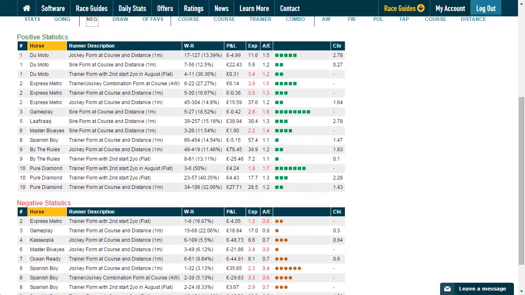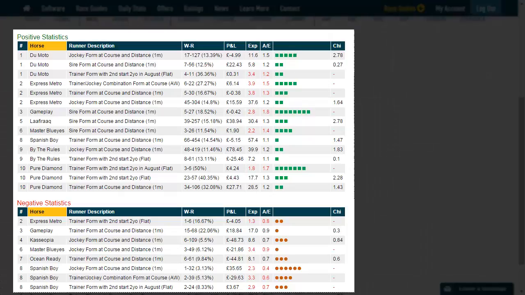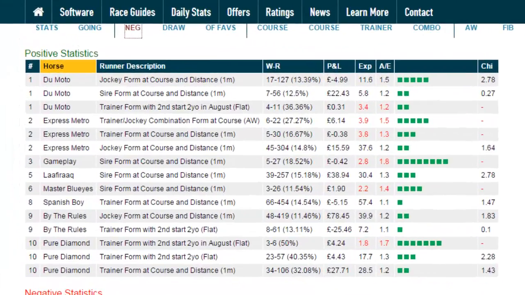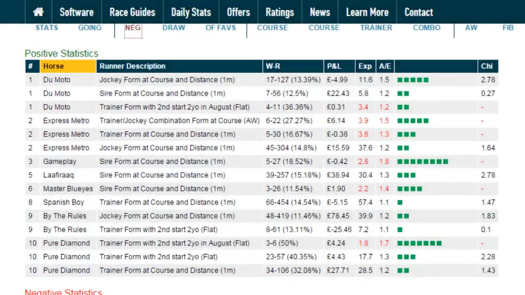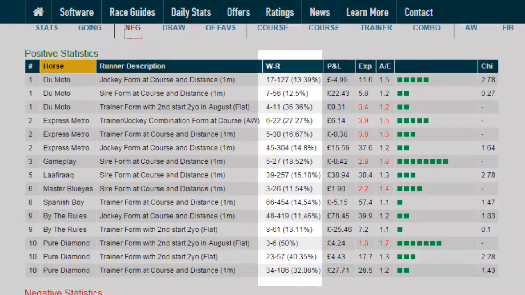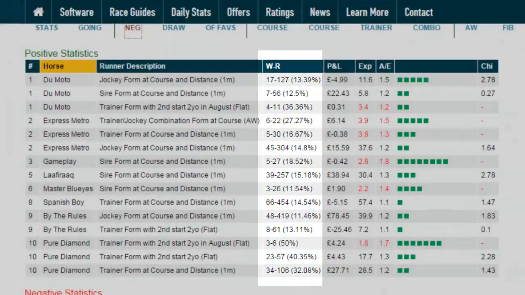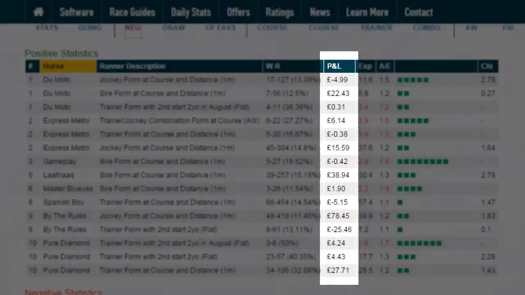If you want to see the detail about each stat, that information can be found in these tables here. Each table is laid out in a similar fashion. So in this example, let's take a detailed look at the positive table. This column details the horse's saddlecloth number. This column details the horse's name. This column describes the statistic in a lot more detail. The win run and percentage strike rate of the statistic is listed in this column. The profit and loss of the statistic can be found in this column.